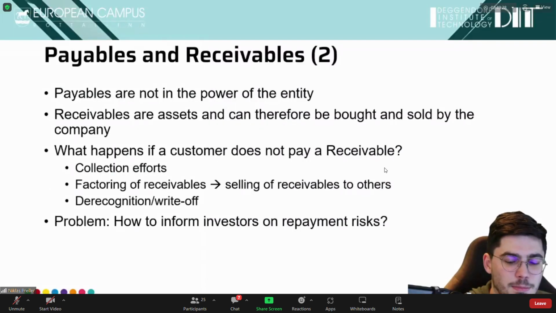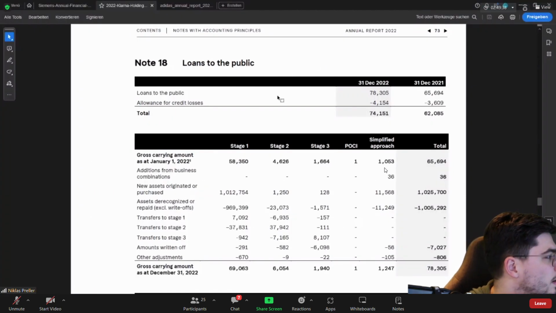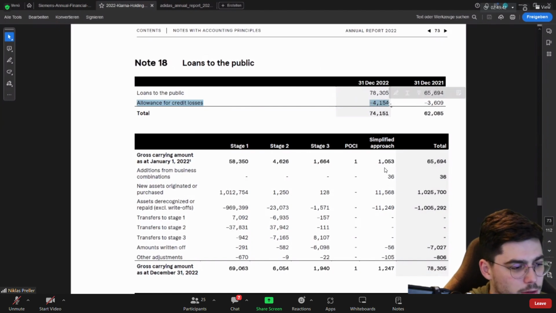Yes, that is the more complicated way of looking at it. We also kind of do that. I think what you meant is something on here, which would be the allowance for credit losses. Is that what you meant?